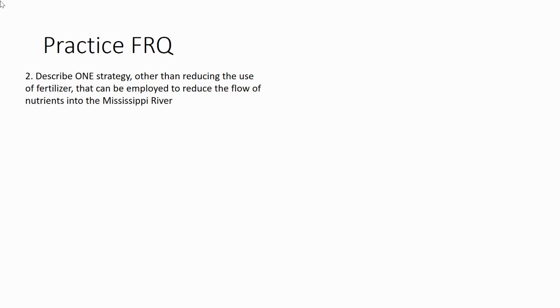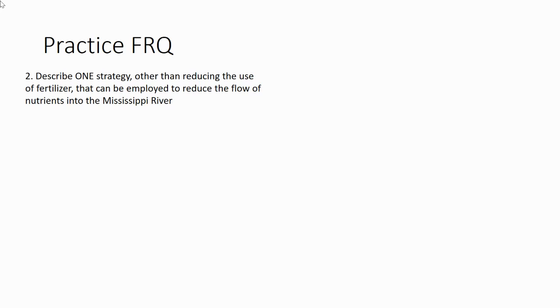All right, guys, so here is a practice FRQ. I'd like you to describe one strategy other than reducing the use of fertilizer that could be employed to reduce the flow of nutrients into the Mississippi River. So at this point, pause the video, take a few moments, and see if you can answer this practice FRQ.